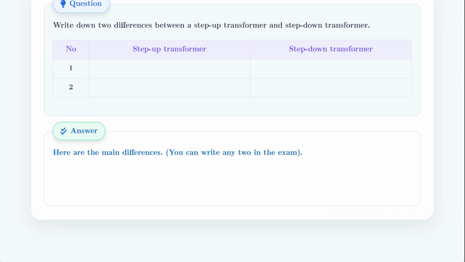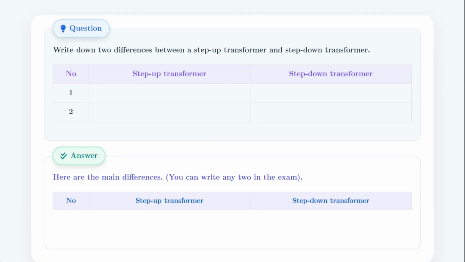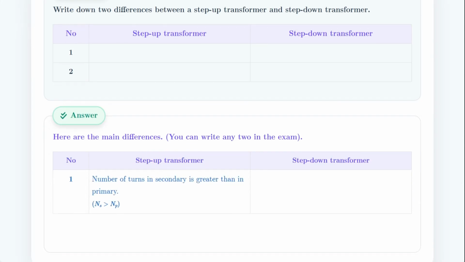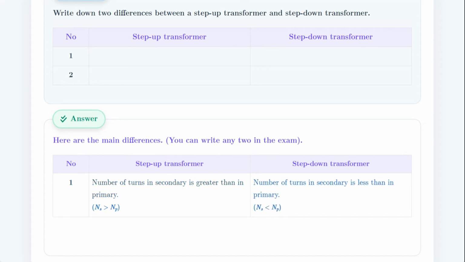Let's draw a comparison table to understand this perfectly. On the left side, we have the step-up transformer, and on the right, the step-down transformer. The first major difference is the number of turns. In a step-up transformer, the number of turns in the secondary coil is greater than the primary. That is, Ns is greater than Np. But in a step-down transformer, the secondary turns are less than the primary. Ns is less than Np.